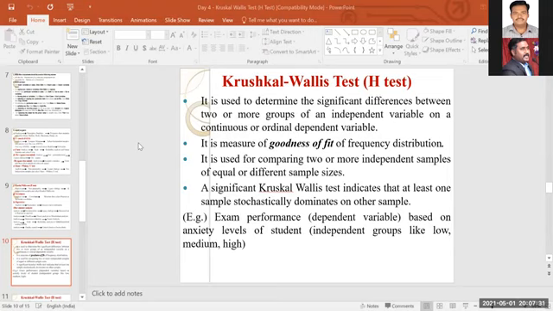It is also used to compare two or more independent samples, with equal or different sample sizes. That means the same population or more than two populations. See the example. I want to measure the performance of students in the end semester examination, which is the dependent variable. That can be measured based on the level of the student. The level can be low, medium, or high. The same example I already gave you in the ANOVA. You can use the same thing.